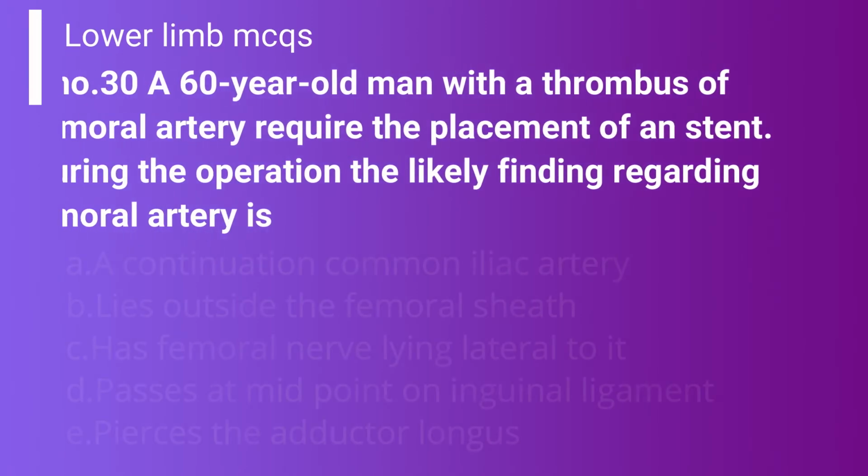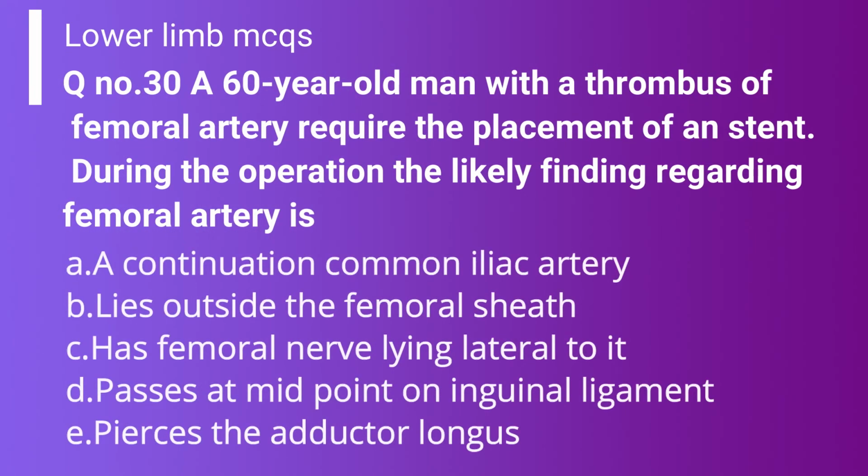Question number 30. A 60-year-old man with a thrombus of femoral artery requires the placement of a stent. During the operation, the likely finding regarding femoral artery is option A, a continuation of common iliac artery. Option B, lies outside the femoral sheath. Option C, has femoral nerve lying lateral to it. Option D, passes at midpoint on an inguinal ligament. Option E, pierces the adductor longus.